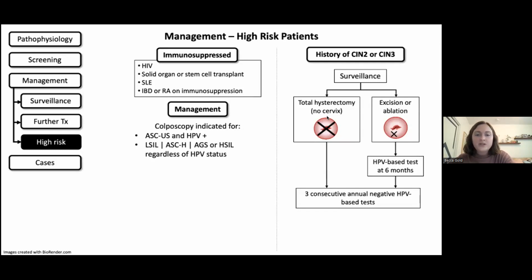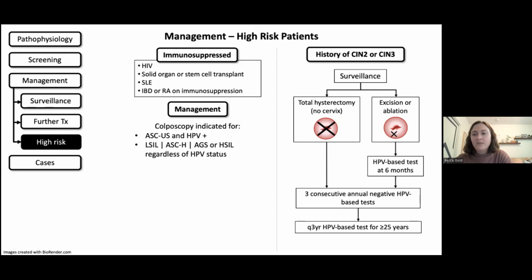And then both groups should have 3 consecutive annual HPV-based testing before they transition to more long-term surveillance, which would include HPV-based testing every 3 years for at least 25 years. Throw out a little nuance here. I think we typically say 25 years. I will note that the guidelines make a point that some patients might determine they want to continue screening even once they're outside of that 25-year range. And that might be a reasonable decision to make.